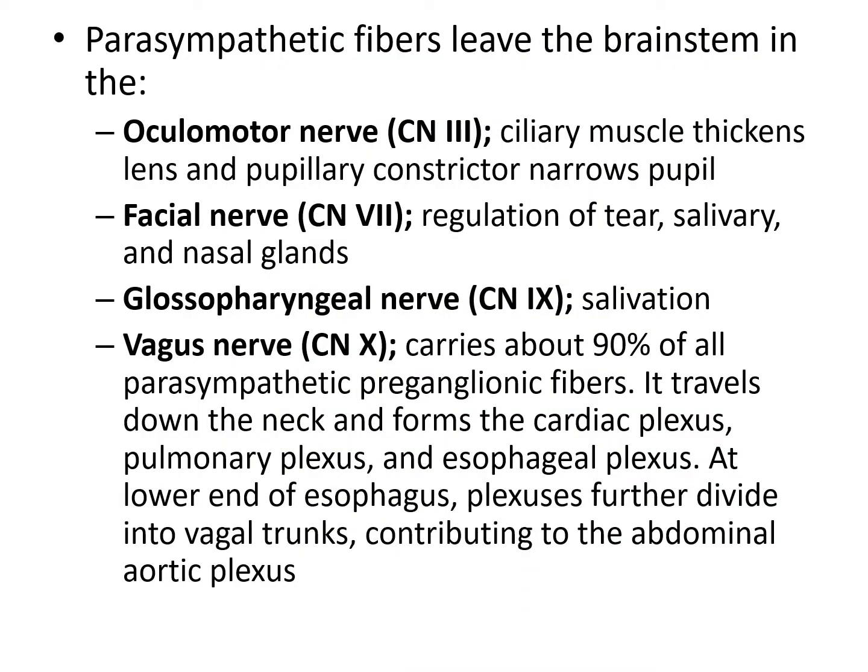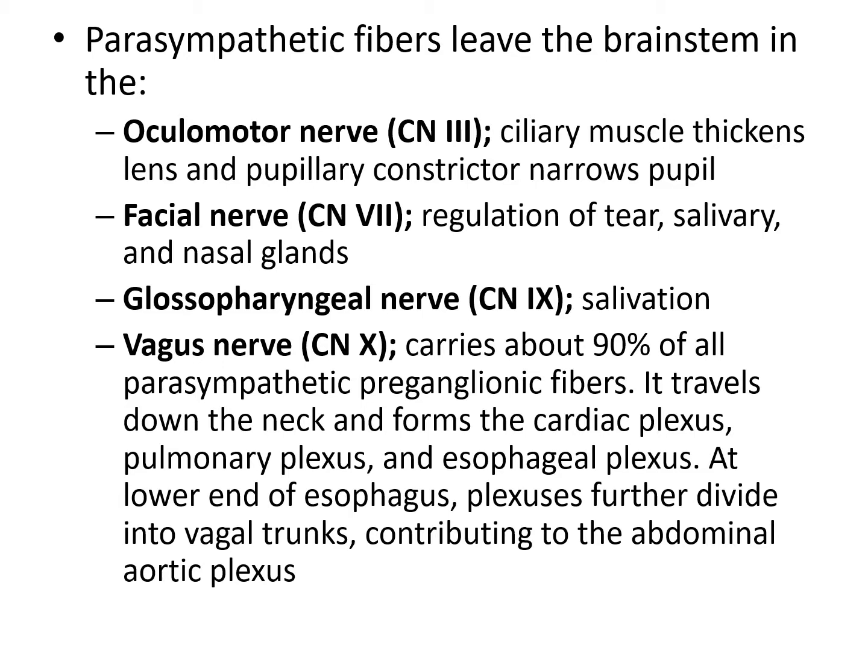Our parasympathetic fibers are going to leave the brainstem in a number of cranial nerves. Oculomotor nerve, cranial nerve number 3: the ciliary muscle is going to thicken the lens, and the pupillary constrictor is going to narrow the pupil. Facial nerve, cranial nerve number 7: we have regulation of tear, salivary, and nasal glands via these parasympathetic fibers. The glossopharyngeal nerve, cranial nerve number 9, is involved in salivation.